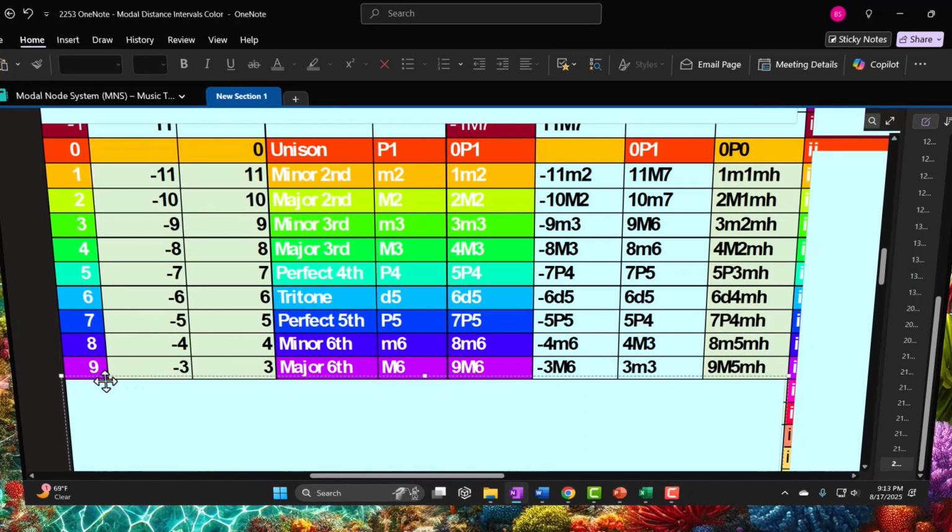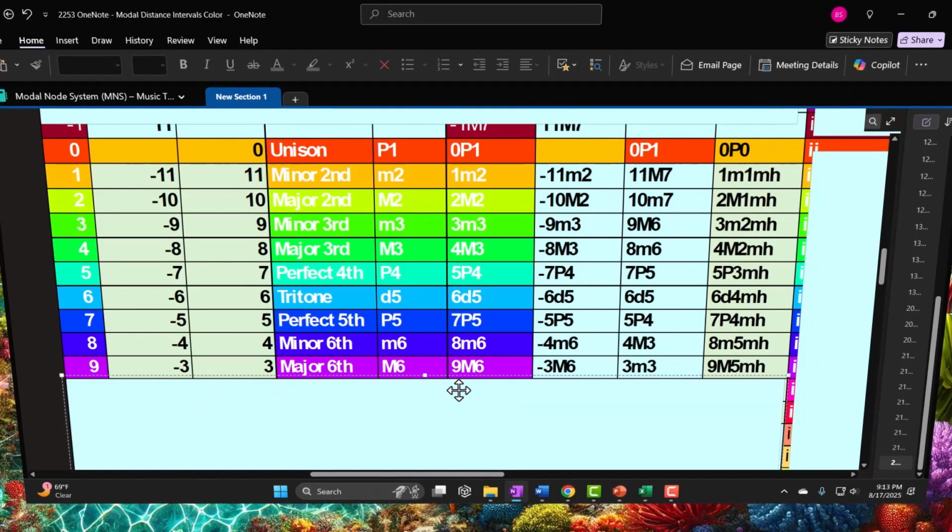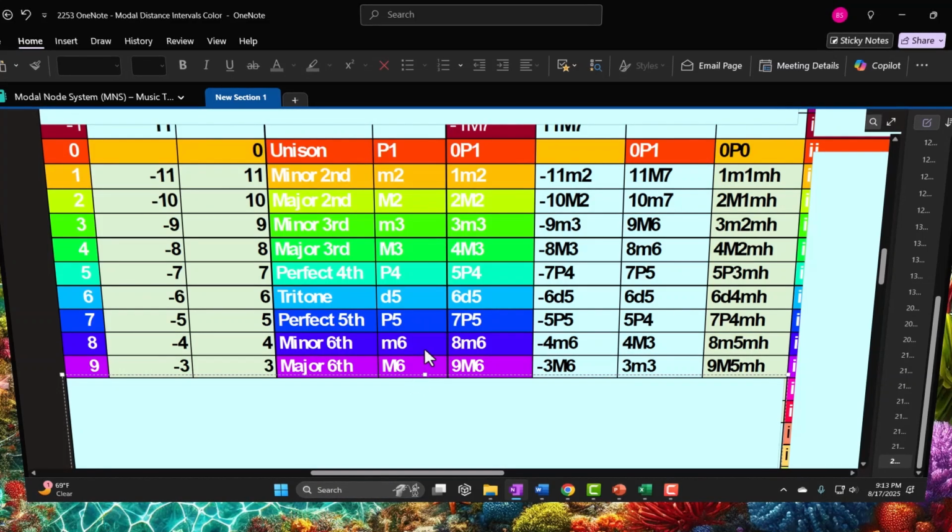But this one, if you go 9 notes away, it's a major 6. So that's a 9-note away major 6. That's going to be orchid. And now we're back to the major. So the one that doesn't fit is going to be the minor. So now we're back to the system that works.